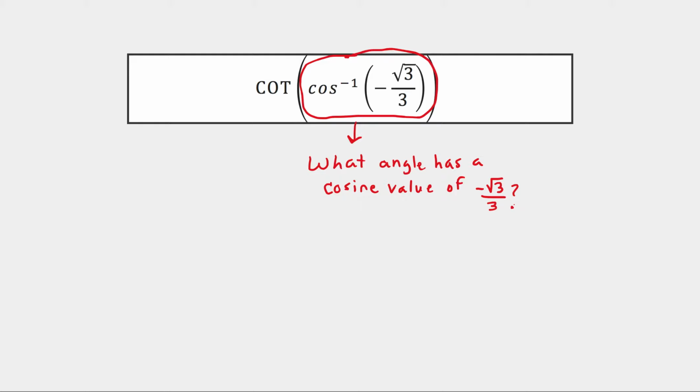All right, so the other thing that I want to remember is that if I'm dealing with a cosine inverse, that I am limited to quadrant 1 or quadrant 2. Quadrant 1 is where we have the positives. Quadrant 2 is where we have the negatives. So our value, negative square root of 3 over 3, is going to mean that the angle that I draw needs to be in quadrant 2.